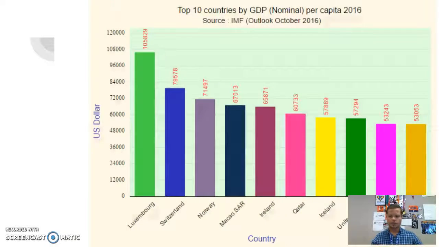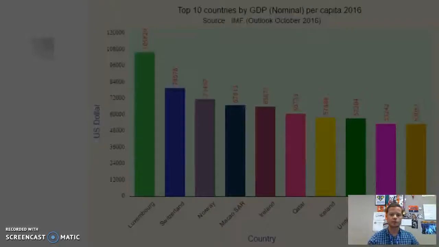If we look at the top 10 GDP per capita around the world, Luxembourg, which is a tiny country in Europe, is first. If you took the GDP of Luxembourg divided by their population, it would equal almost $106,000 a year. That's pretty good GDP per capita. The U.S. is eighth in GDP per capita. This is more of a standard of living, as you guys can tell. Usually the higher your GDP per capita, the better the country is to live in.